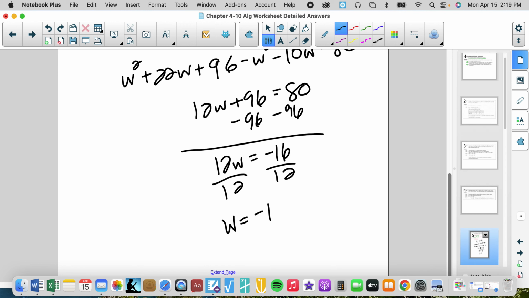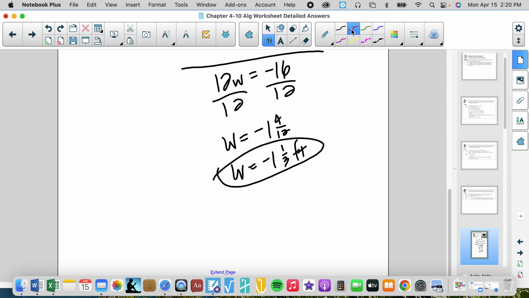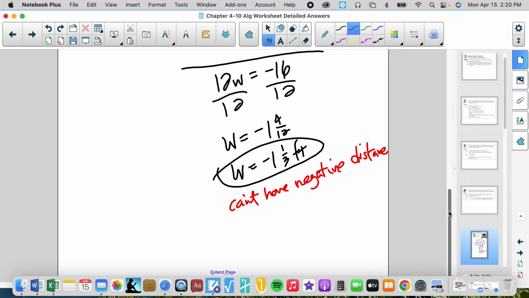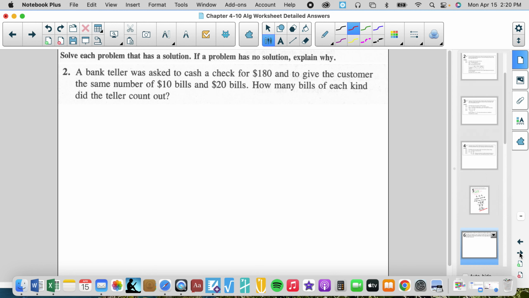16/12, or 4/3, or W equals -1 1/3, and what's the unit? Unit is feet, and what's wrong with that? Well, we can't have negative distance. So the width of the lawn can't equal -1 1/3 feet, okay? So that's why that does not work.